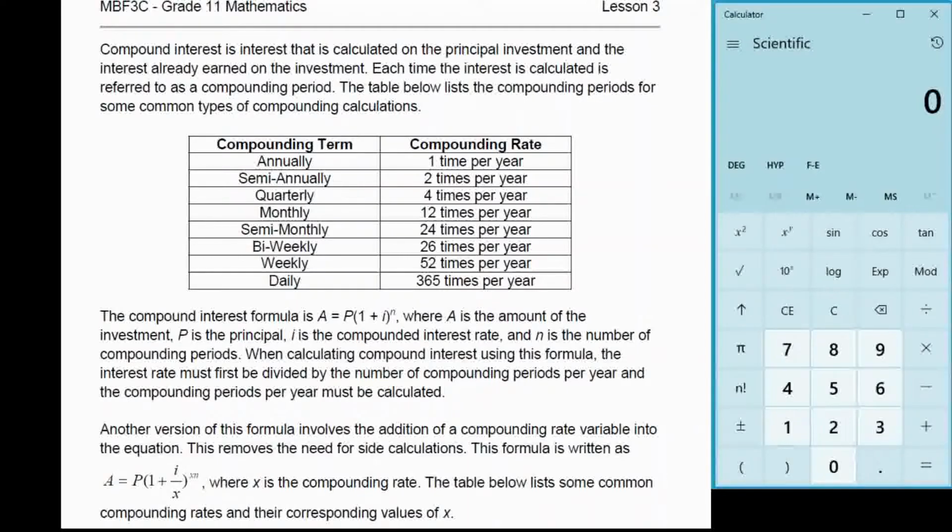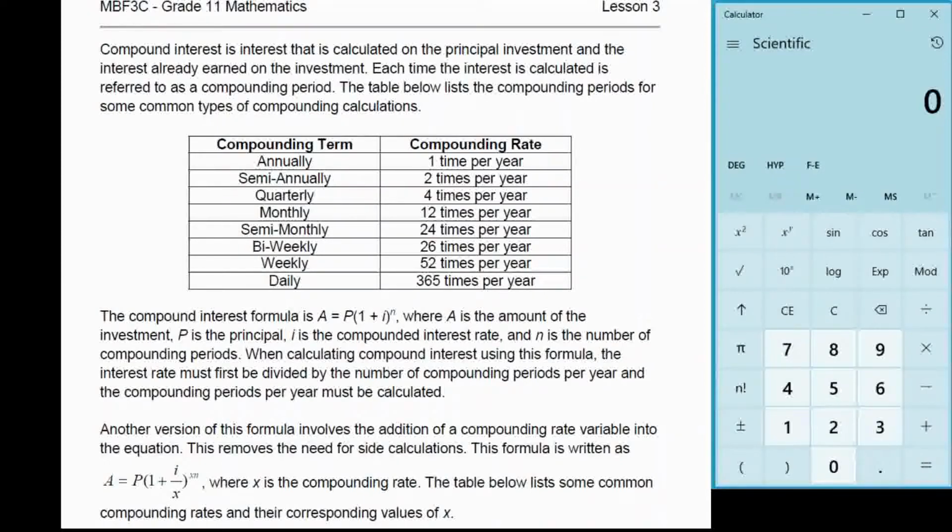And the compound interest formula is A equals P times (1 plus i) to the power of n. A is the amount of the investment. P is the principal. i is the compounded interest rate. n is the number of compounding periods.